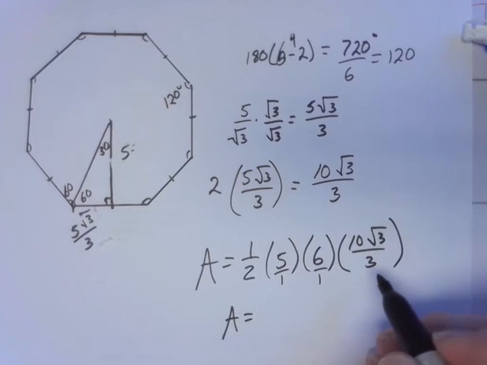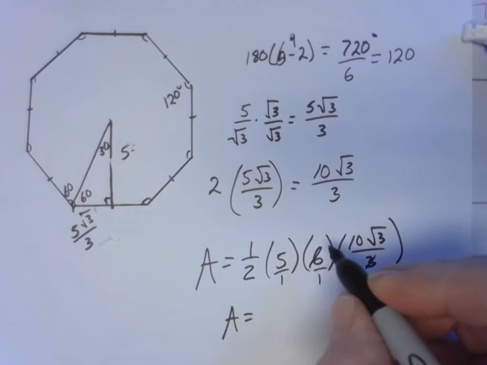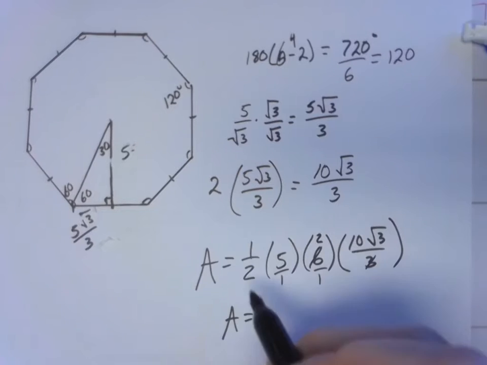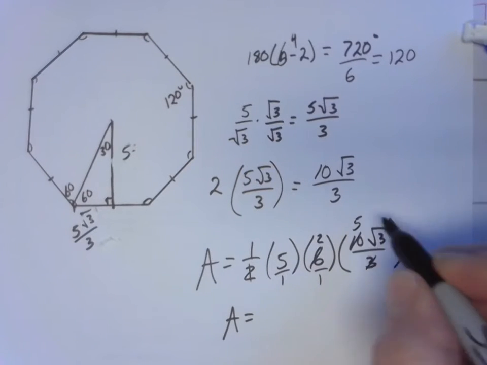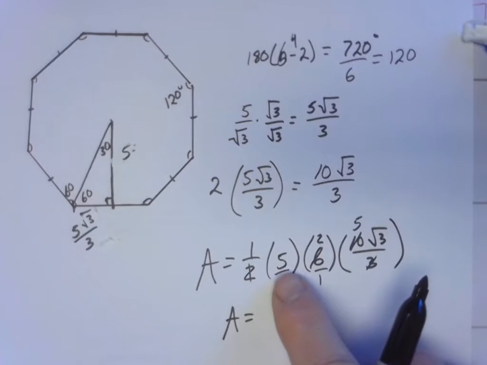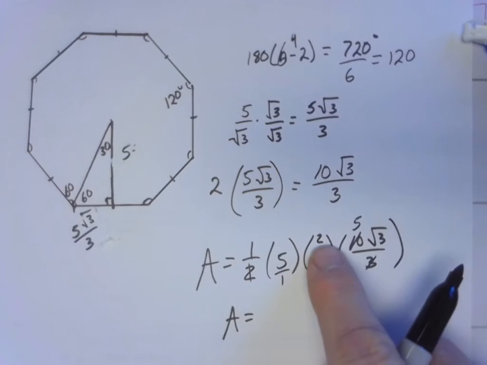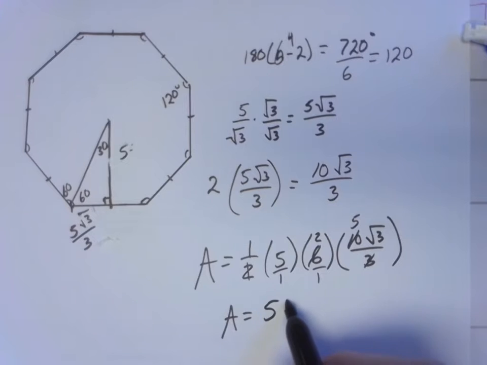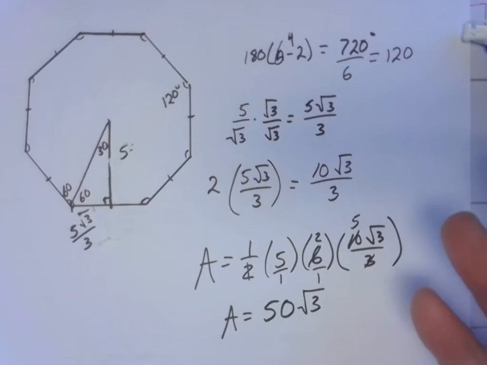Before I multiply this out, I'm going to reduce. 3 goes into 6 twice. 2 goes into 10 5 times. And now let's see if I can do this right. It looks to me like we just have 5 times 2 is 10, times 5 is 50, and then we have times radical 3, and that would be in whatever square units we happen to be talking about.